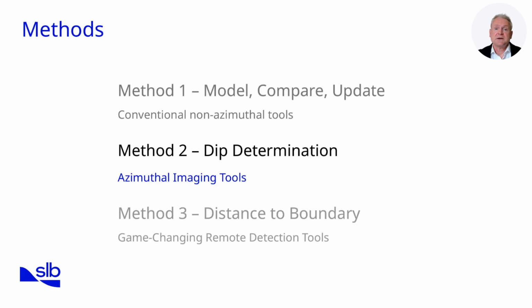This slide consolidates the three primary methods employed in geosteering. Let's continue on with method 2. Dip determination is enabled by azimuthal imaging tools. These provide measurements in multiple directions around the borehole, allowing geologists to calculate bedding dips and strike in real time. This is invaluable in complex structures where dip varies rapidly.